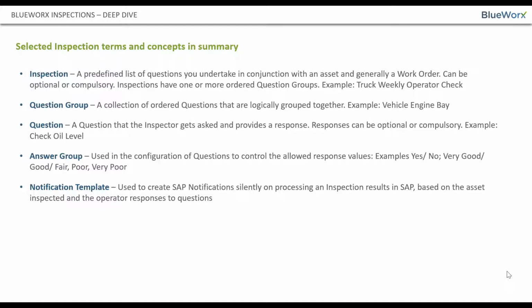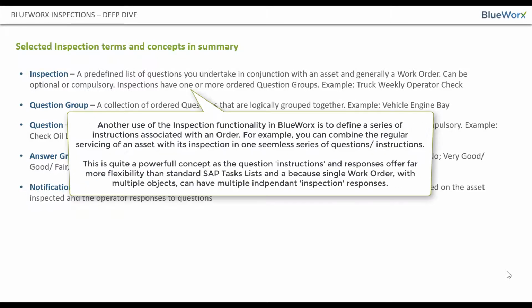So in BlueWorx, an inspection is a list of questions that you undertake against an asset, and generally within a work order, though it doesn't have to be. In an order, it can be optional or compulsory. Directly against an asset, it's always going to be optional, because an asset by itself is not an instruction to do work. And the inspection has one or more ordered question groups.